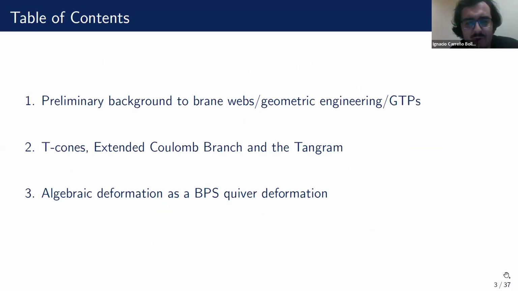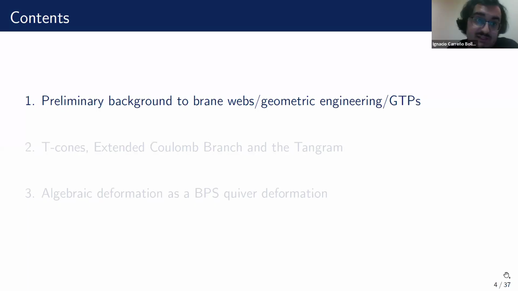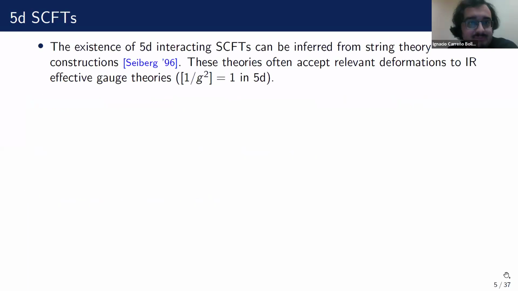More concretely, this talk will be split into three parts. First, some background on brainwebs, geometric engineering and GTPs under SUSY conditions. Then we will introduce T-cones and the role they play in the extended Coulomb branch. And finally, we will talk in more detail about this so-called algebraic deformation that realizes Hanany-Witten moves in the BPS quiver. So let's start with the introduction.